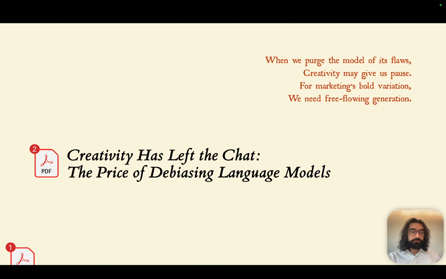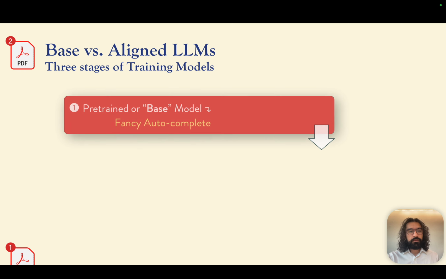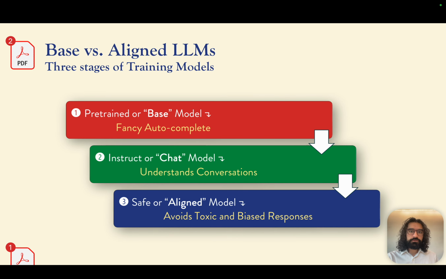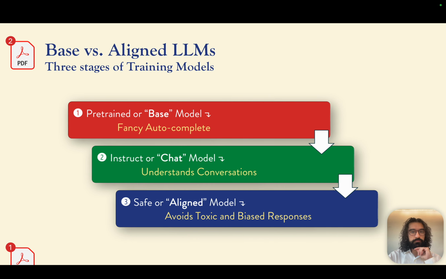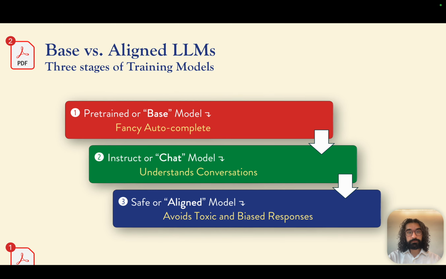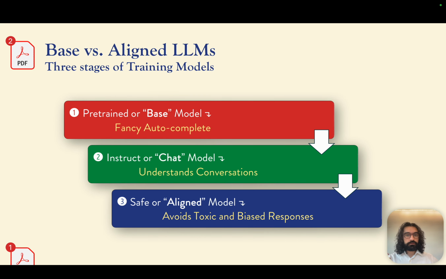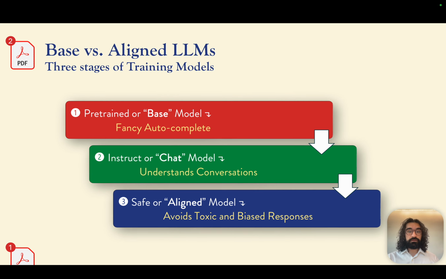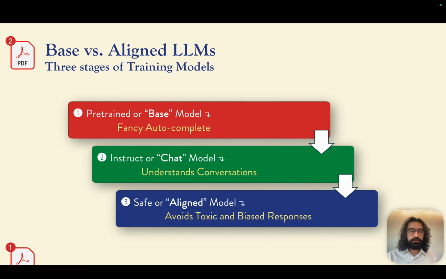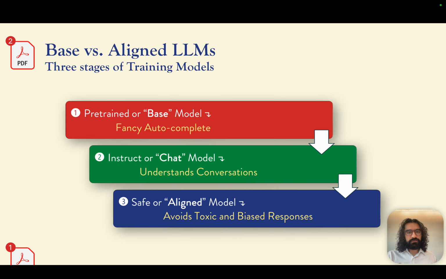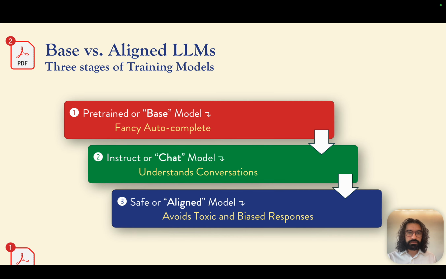So let's go ahead to the second paper. Creativity Has Left the Chat: The Price of Debiasing Language Models. All right. For this, I'm going to start by talking about the series of steps that firms usually take when they're training large language models. The first is the pre-trained or base model. You train a transformer on a large data set, and what you get is a base pre-trained model. It's not that useful. It's like a fancy autocomplete.